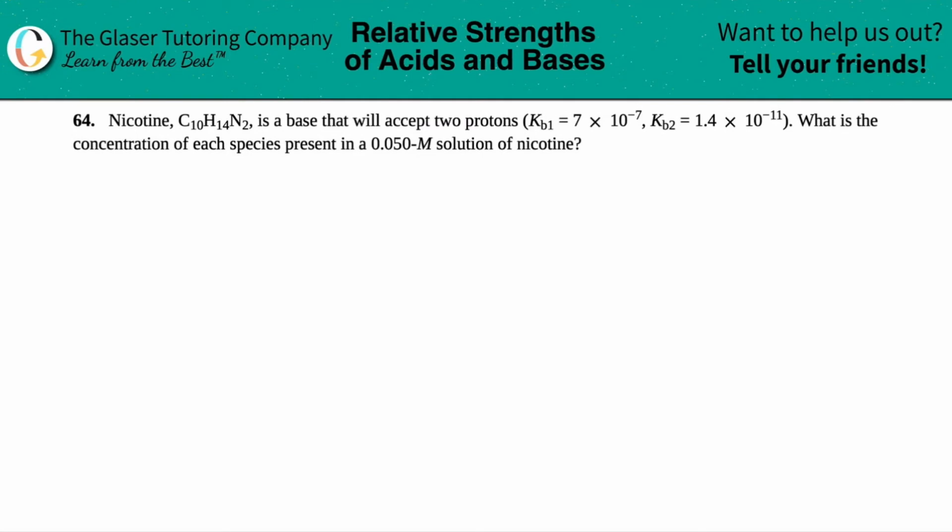Number 64. Nicotine, which is C10H14N2, is a base that will accept 2 protons. And then they give us the 2 ionization constants. So we have Kb1 is 7 times 10 to the negative 7th, and Kb2 is 1.4 times 10 to the negative 11th. What is the concentration of all species present in a 0.05 molarity solution of nicotine?